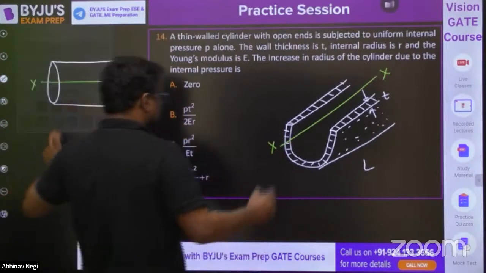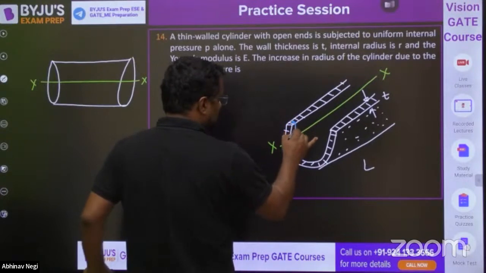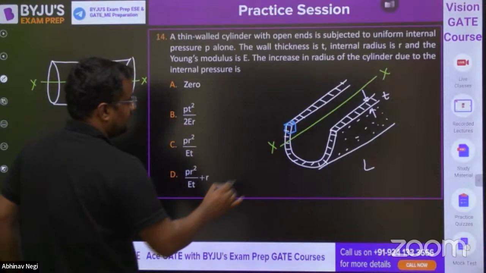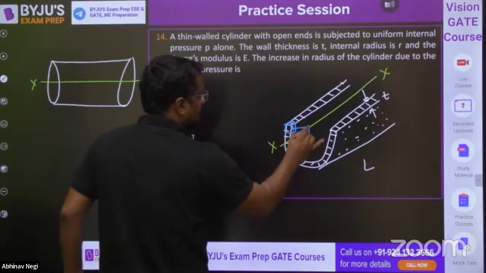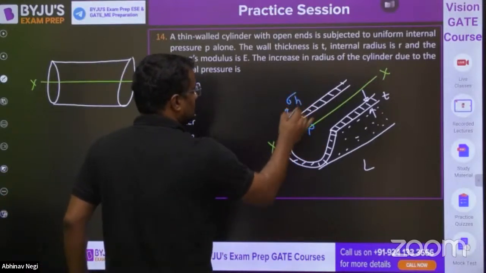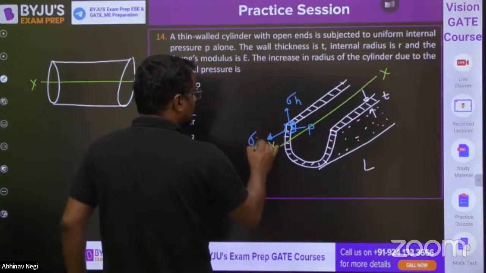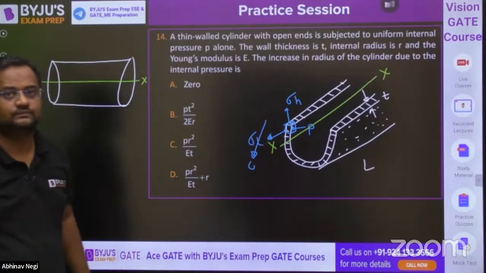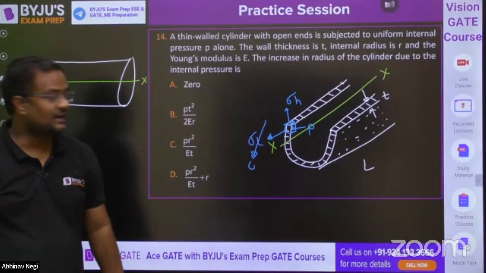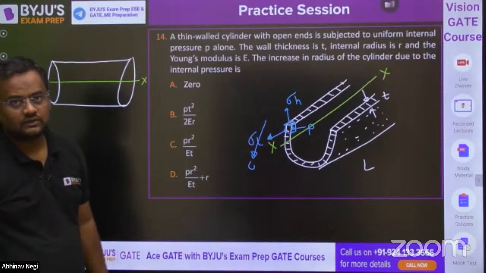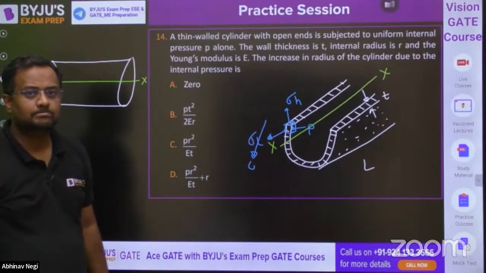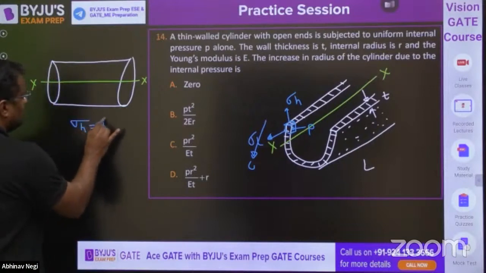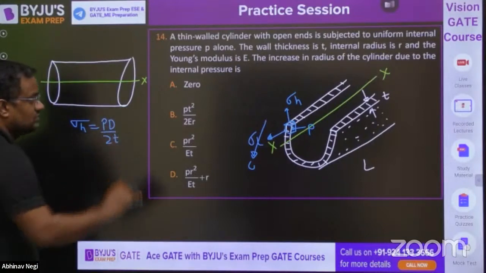Okay. Usually what happens if you take a small element here? The pressure will be P, and that P will be causing sigma H, and here it will be causing sigma L. In this case, as it is open, sigma L will be 0. Sigma L will be 0. Yes or no? Everyone.